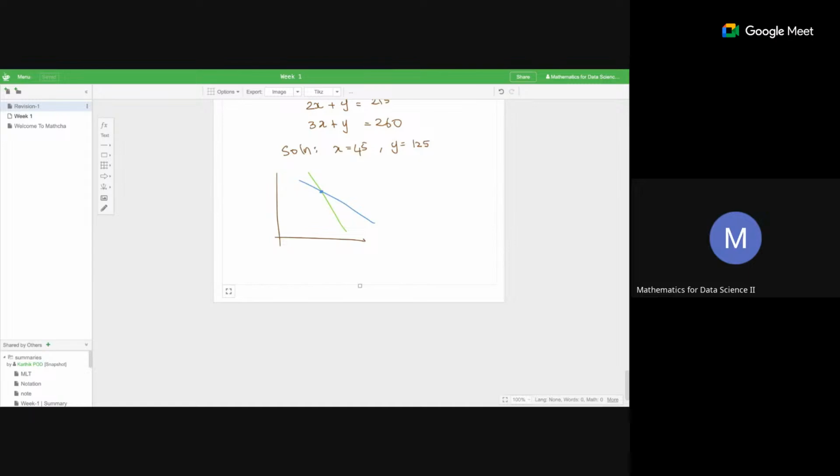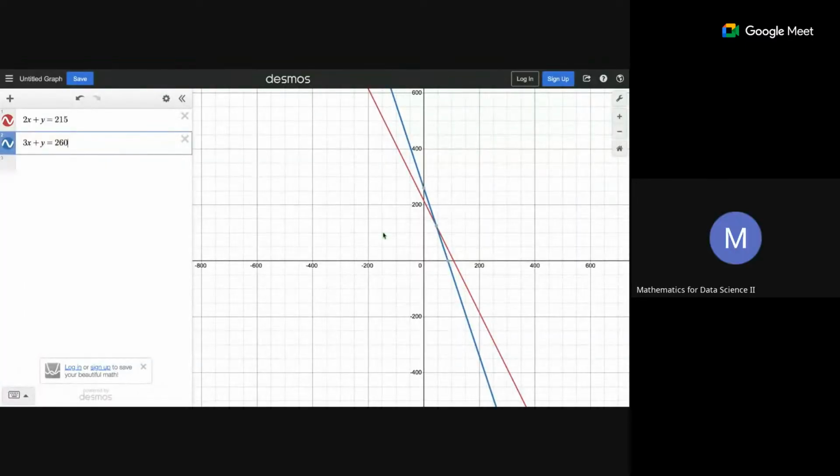to just show you. So the first equation is 2x plus y is 215. Am I correct? Yes, ma'am. So the other equation is 3x plus y is equal to 260, right? Yes, ma'am. Okay. So can you look at the tab now? You see that the red line is nothing but 2x plus y is equal to 215 and the blue line is 3x plus y is equal to 260.